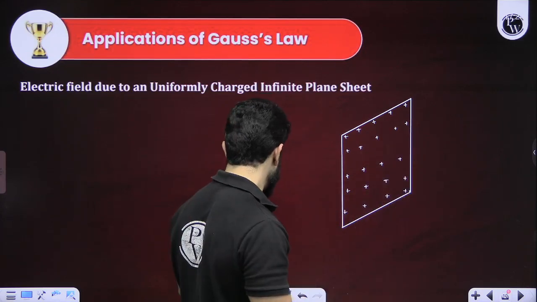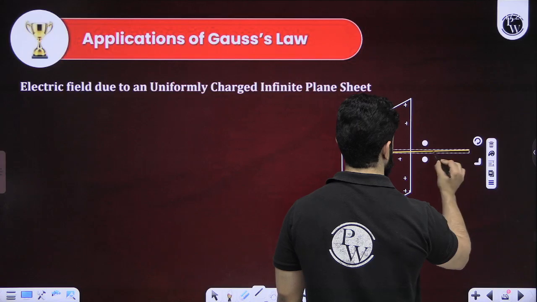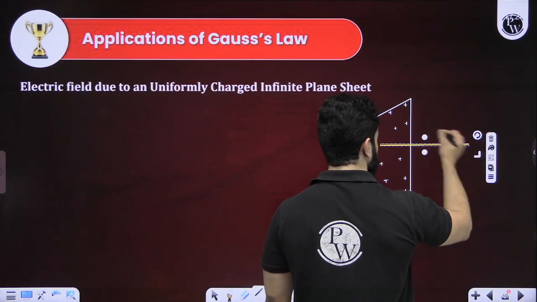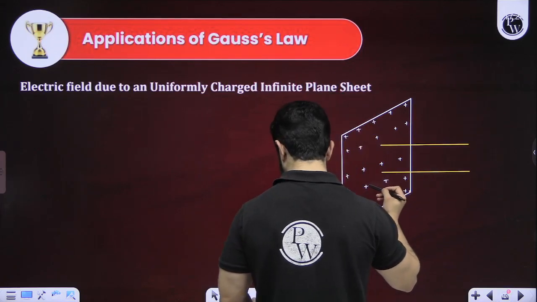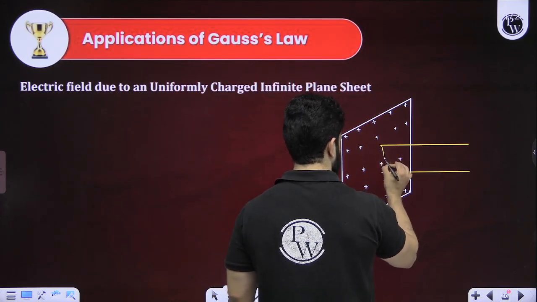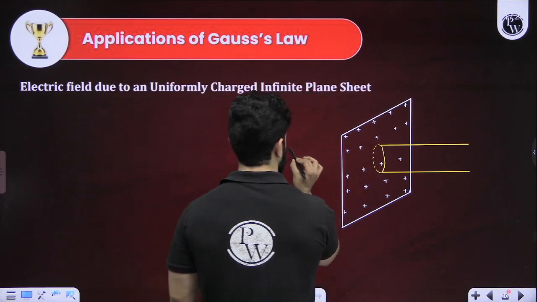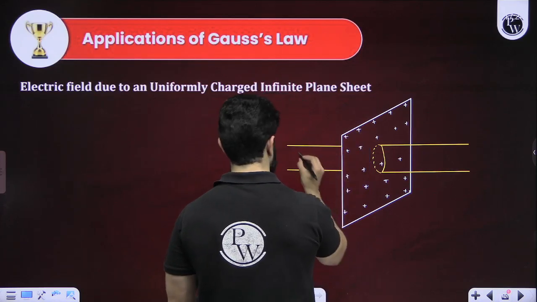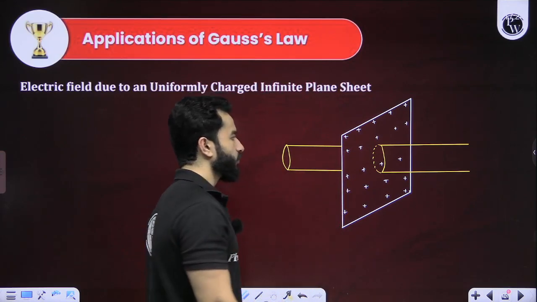So what we'll do is we'll imagine a cylinder again, and we'll assume that it is puncturing the sheet in this way. Please note that I don't need to now enclose the entire sheet. What I can do is first I'll enclose it something like this, and let's say it is puncturing it in this manner, coming out of the sheet something like this. Hopefully you are getting it.